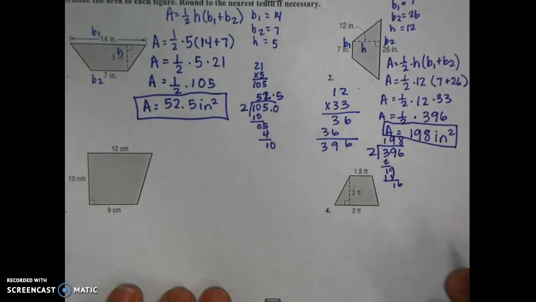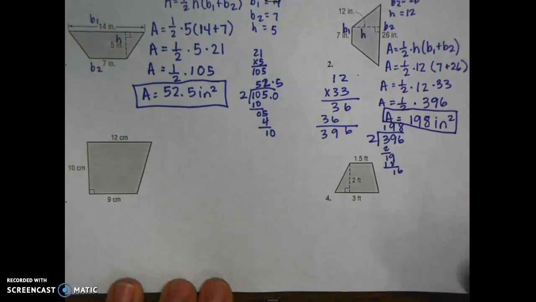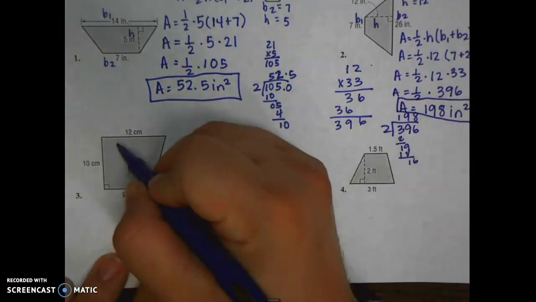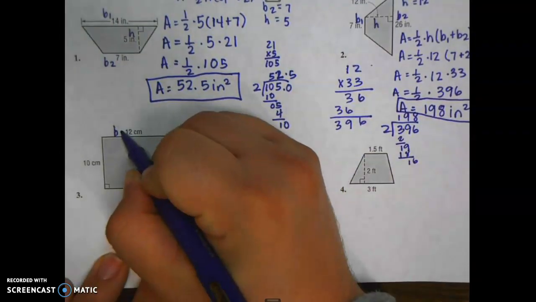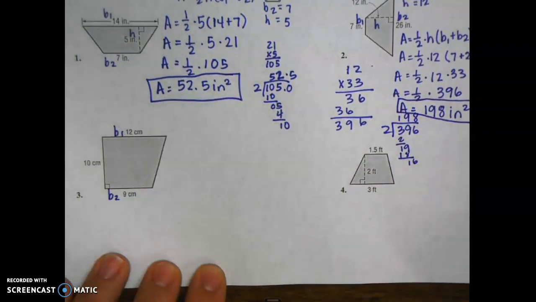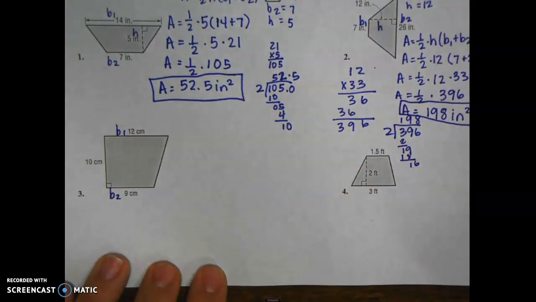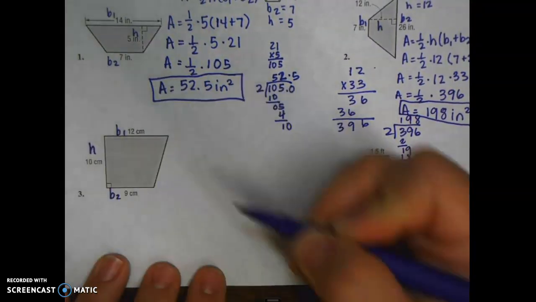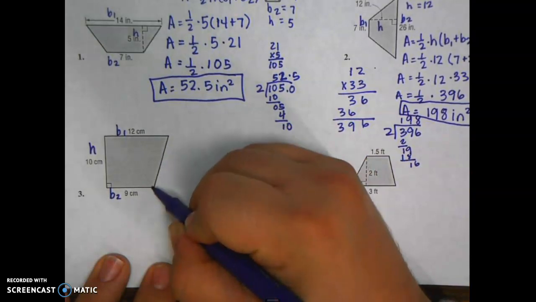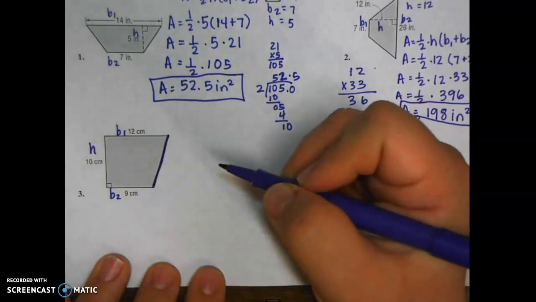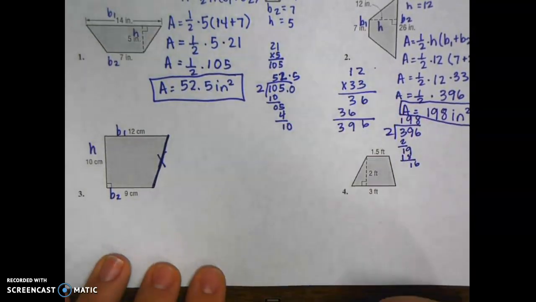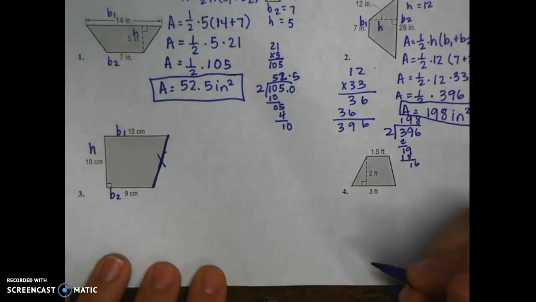Okay, we have 2 more we're going to work on. I'll show you. Okay, identify what is what. This is my base 1. This is my base 2. I know that those are the 2 bases because they're parallel to each other. My 10 is my height. If there were a measurement here, I wouldn't use it. Why? Because we don't ever use the slanted side. Just like when we were working with triangles, we don't use the slanted side when it comes to area.